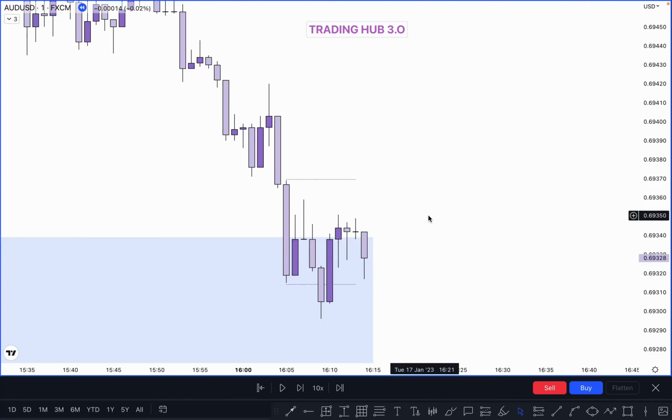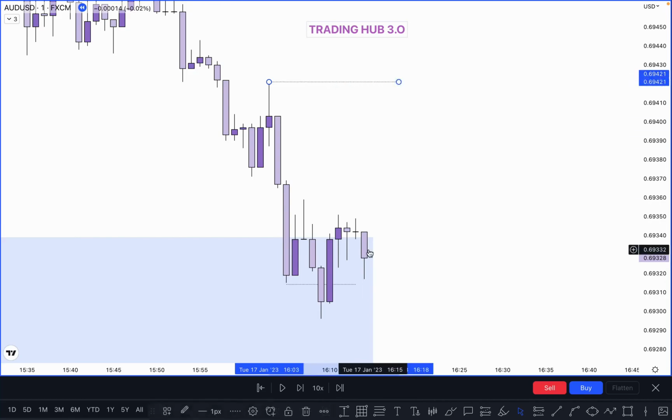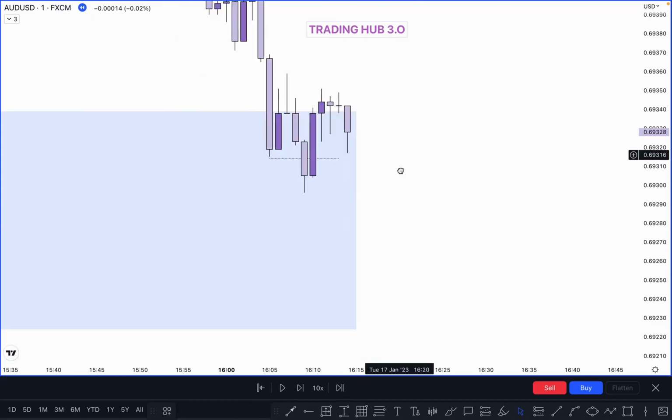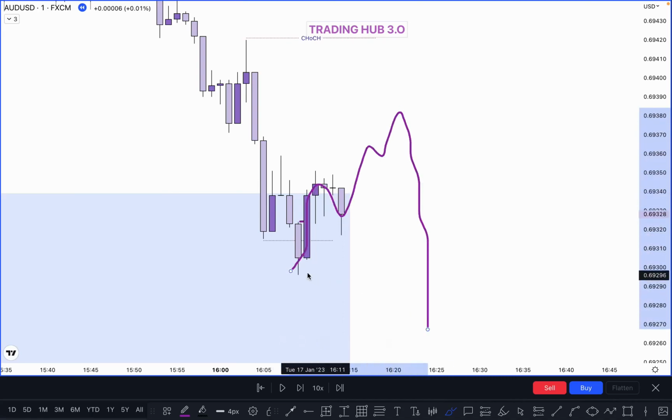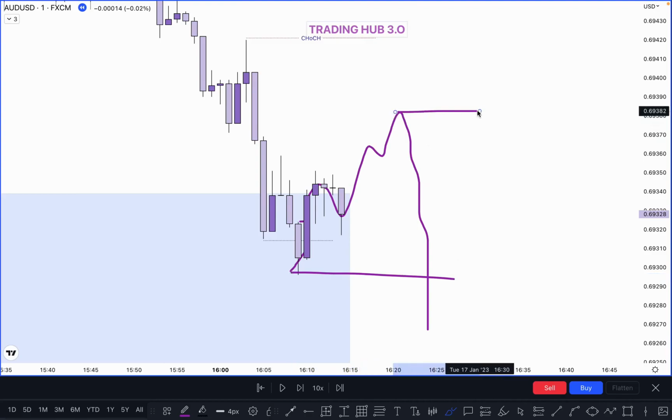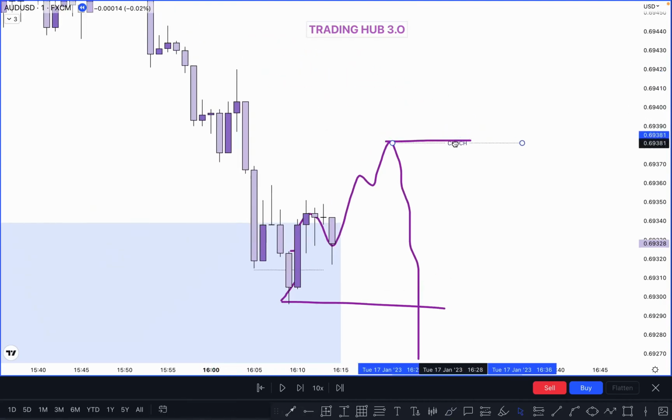Okay, so where is our first pullback? The first pullback is here. So this is our change of character. Price must break this high. If the market breaks this high, then definitely we can take entry here. If the market does not take out this high and creates another pullback here, possibly the market breaks this high, so this becomes our valid pullback, and the market can go higher and push downside like this. So this high becomes our new change of character, something like this.